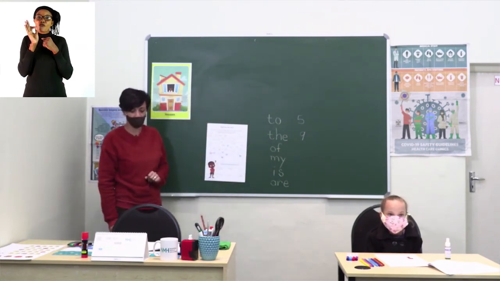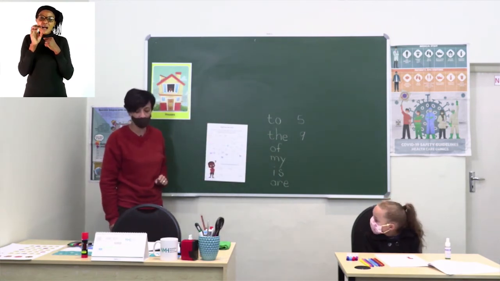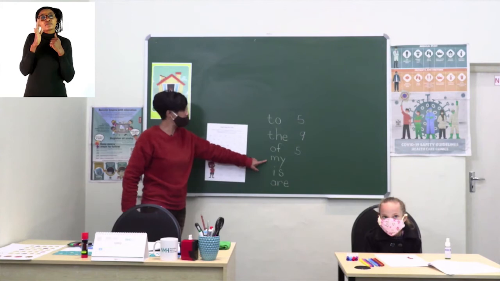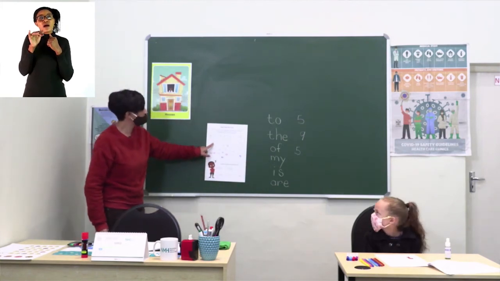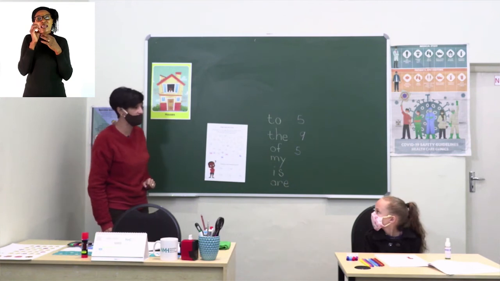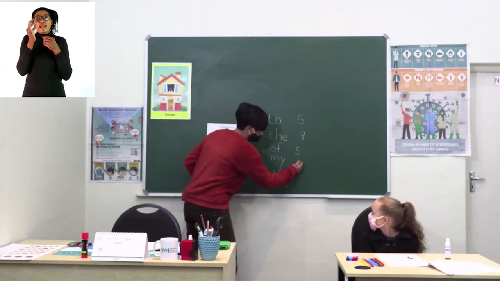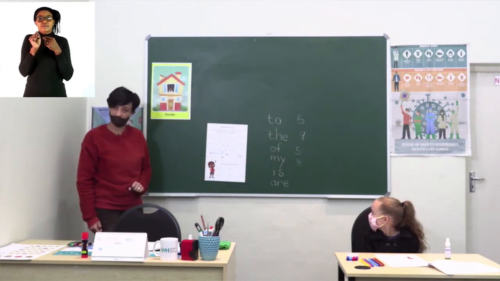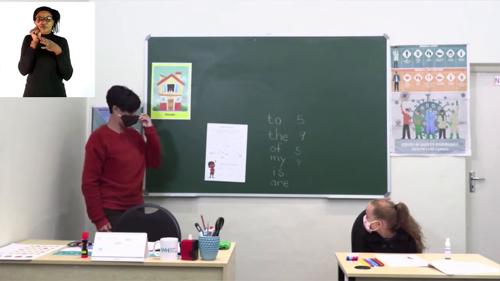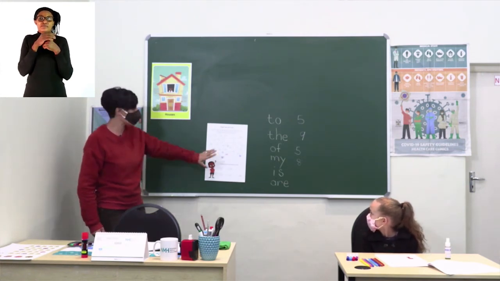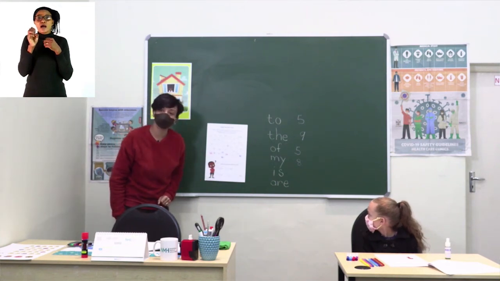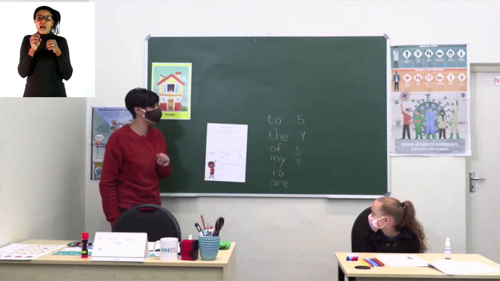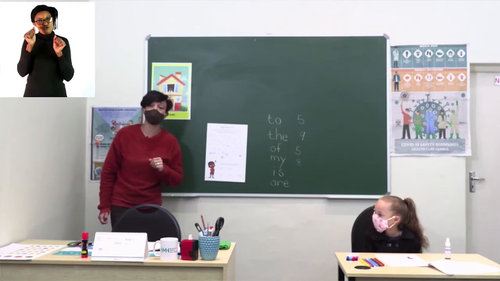Of, how much is of? We have to go count here. How much is of? It is 5. My. We have to count the my here. How much is my? It is 8. Is. How much is is? You have to go count. Are. How much is the are here? You have to count. Now, after finding all these numbers, we have to circle the one that is the most.